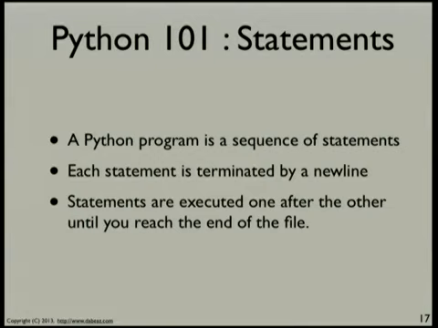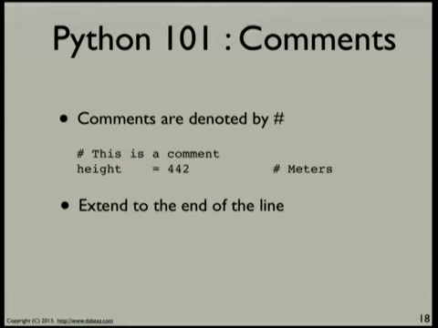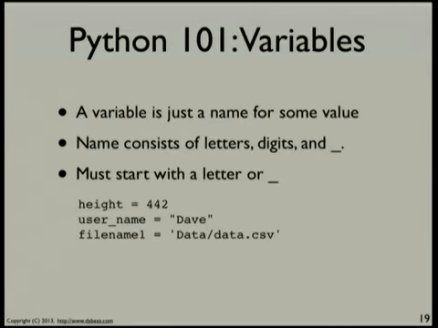First of all, the structure of a Python program is just a bunch of statements, one after the other, terminated by new lines. The interpreter starts at the top of your file and goes top to bottom, and when it hits the bottom of the file, that's the end of your program. So it's very much like a scripting model. If you want to have a comment, use a pound sign. If you want to assign a variable, just assign a name to some value, like height is 442 or name is Dave. Just a variable name and a value.